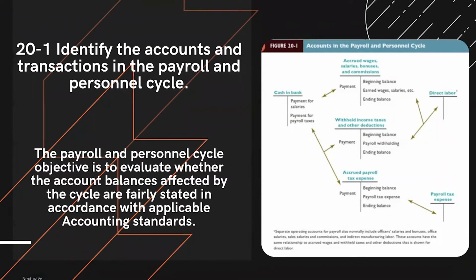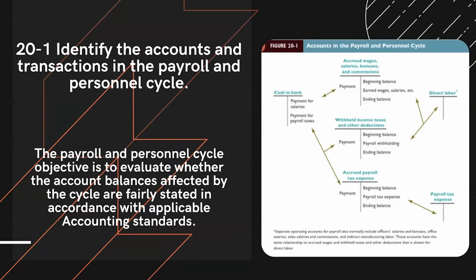So the first learning objective is about identifying the accounts and transactions in the payroll and personnel cycle. The payroll and personnel cycle objective is to evaluate whether the account balances affected by the cycle are fairly stated in accordance with applicable accounting standards.